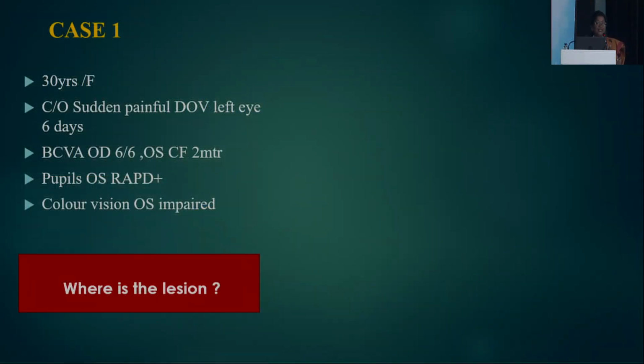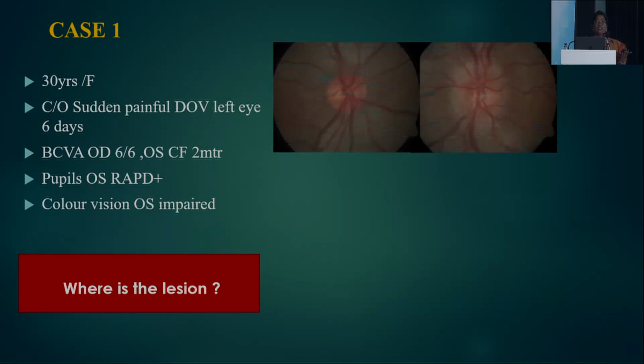So let me go case-based. This is a 30-year-old female with a complaint of sudden painful drop in vision over a week's duration. The right eye was grossly normal, the left eye had 2-meter vision with a relative afferent defect. So where do you think the lesion is? Just rattle, whatever you feel like. Shoot. What's the next thing you are going to see now? Fundus. See the fundus. So now you know what it is. Where is the lesion?